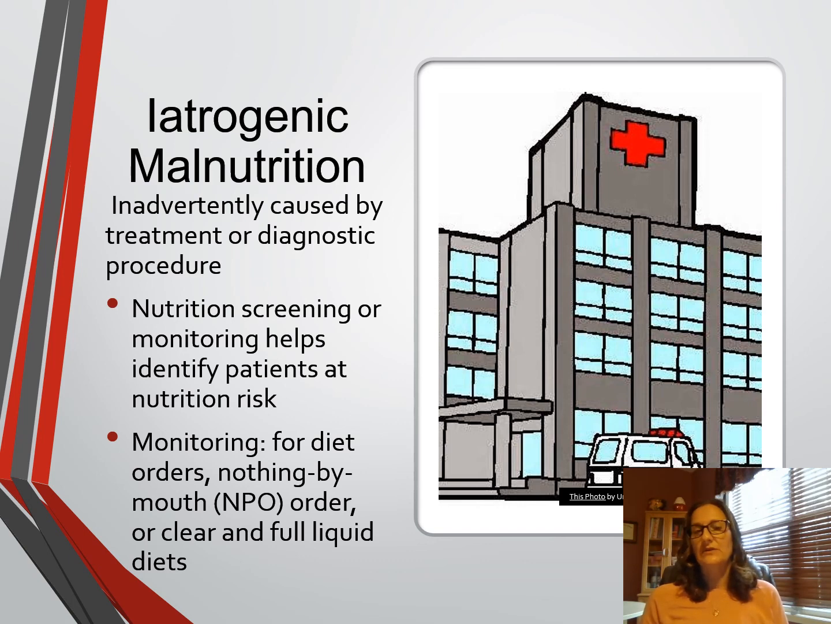For example, they remain NPO, they miss a meal or several meals because they're scheduled for fasting blood work or perhaps other diagnostic tests such as an MRI. So we note that it is important to monitor patients who are NPO or have clear or full liquid diets. Those will put them at risk for iatrogenic malnutrition as well.